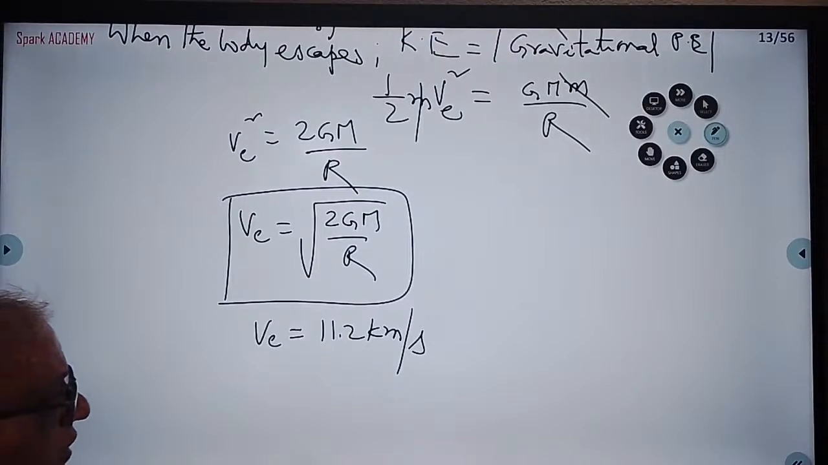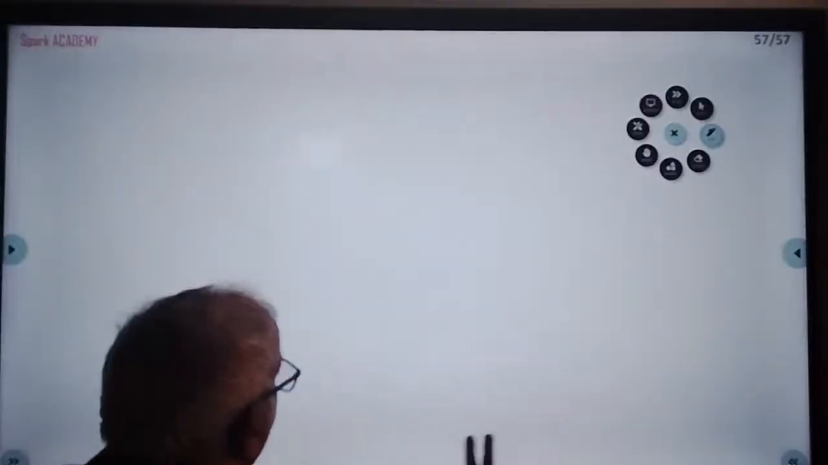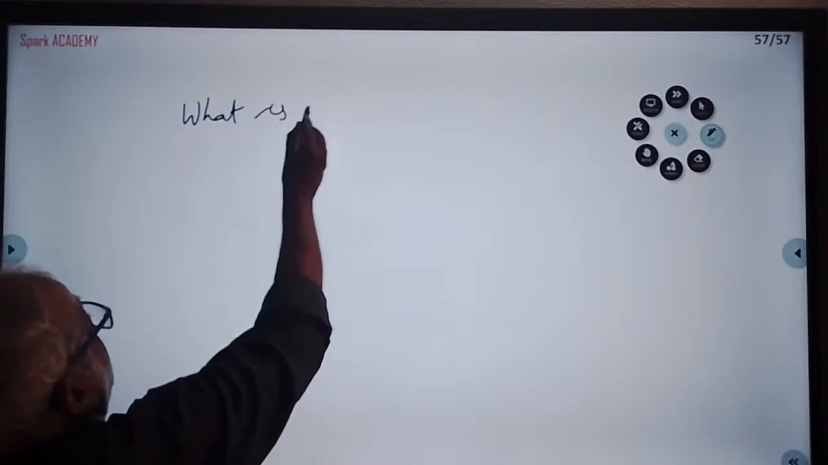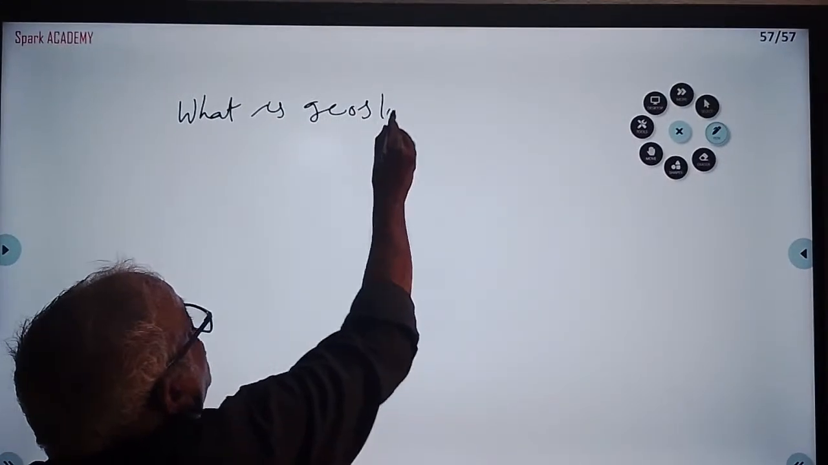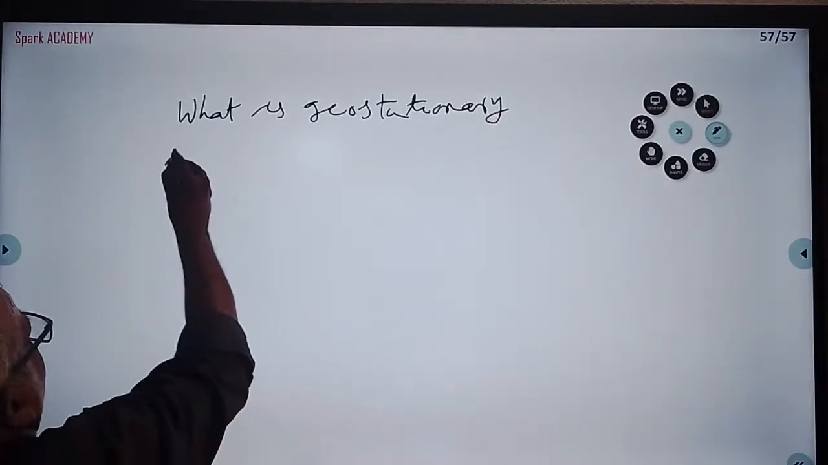And in gravitation, the last question is, what is a geostationary satellite? They often ask this. What is a geostationary satellite?